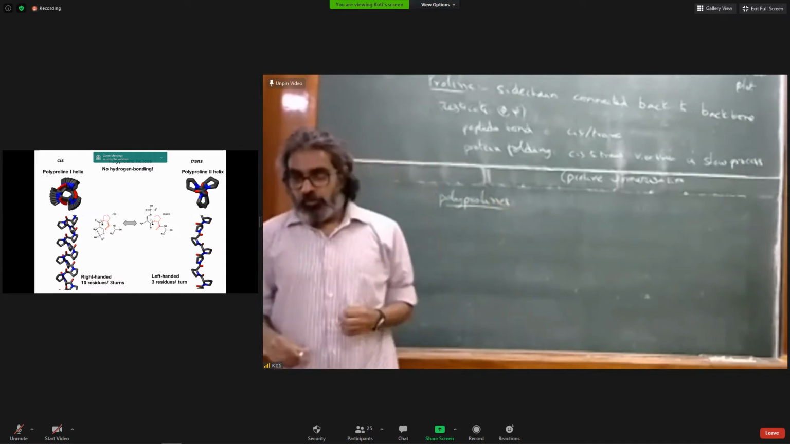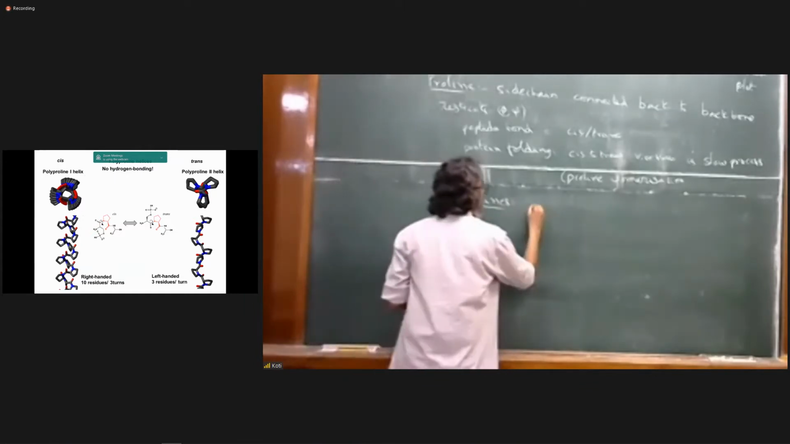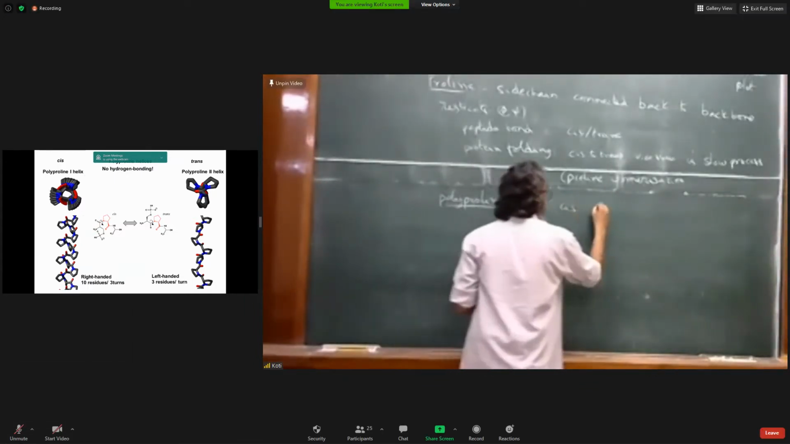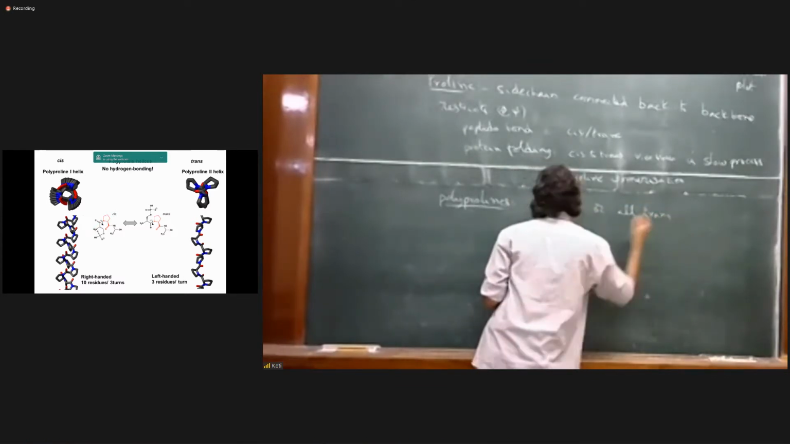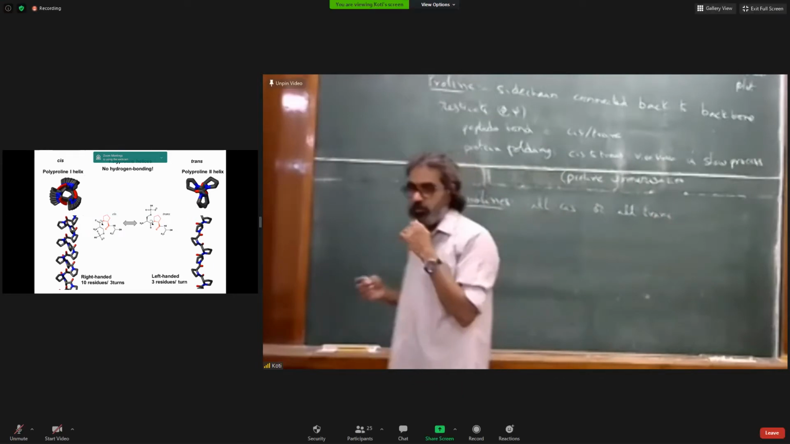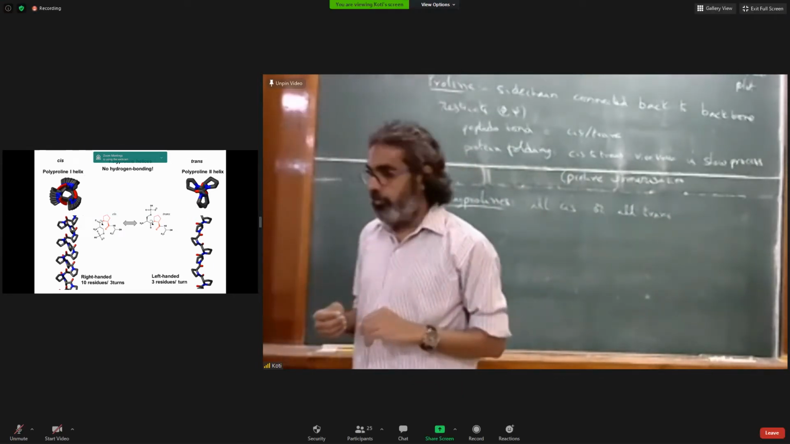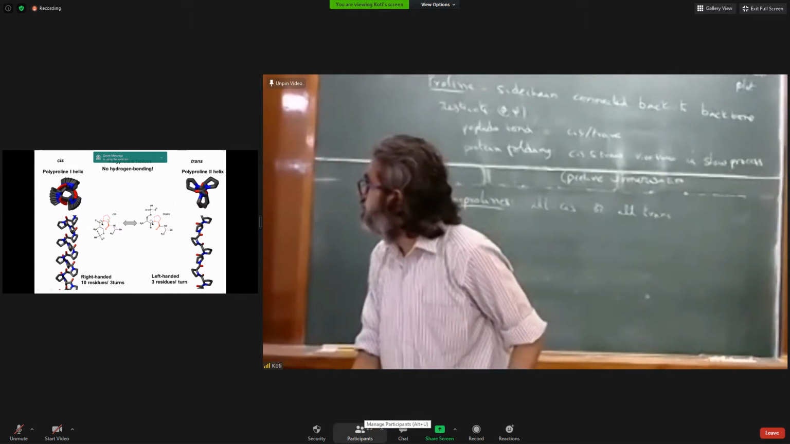So then you can have all prolines, okay, either all cis or all trans. Okay, so you get very interesting structures. What I'm showing on the left side, if you imagine, is the cis proline in cis conformation.